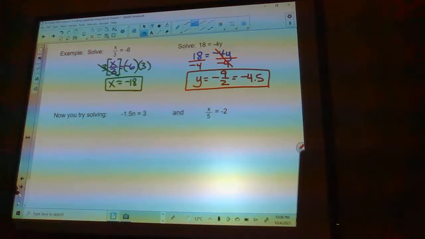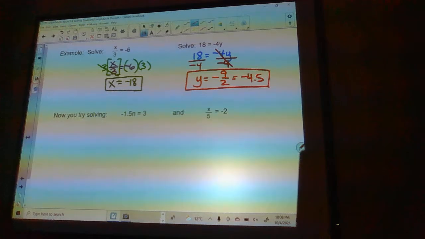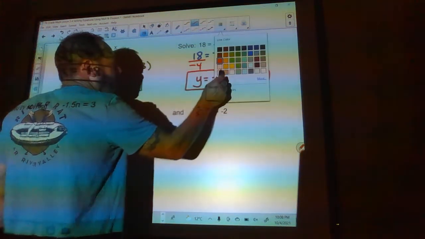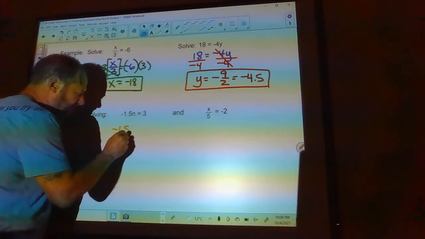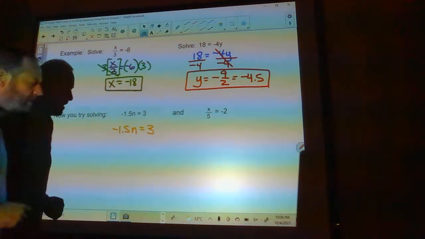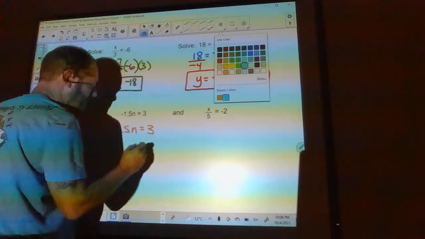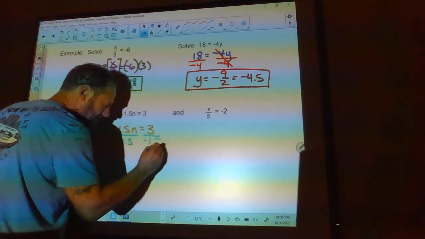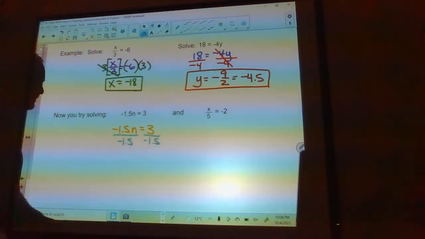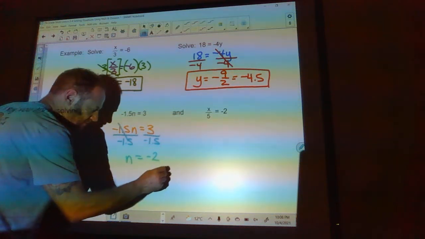Okay, so here's a couple problems for you to do. Pause the video, solve these two problems real quick, then jump back on here and compare it to what I get. Okay, so negative 1.5n equals 3. So I'm going to go ahead and divide by negative 1.5 on both sides. This is going to cancel here. I'm going to get n equals negative 2.